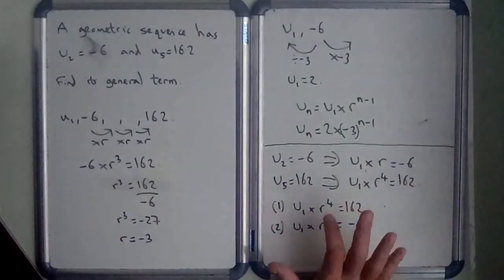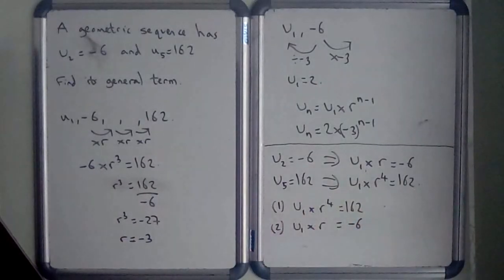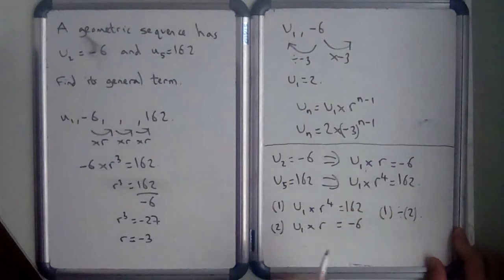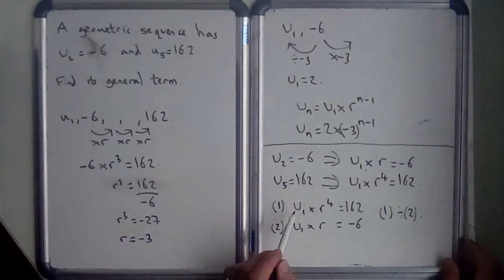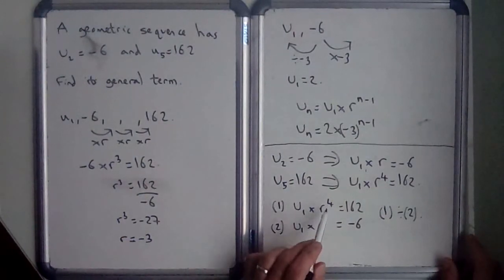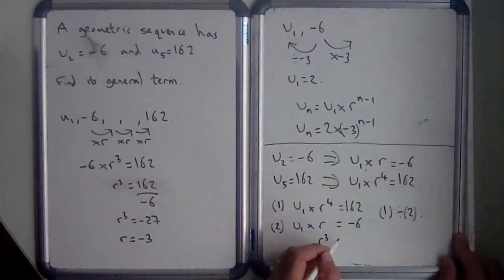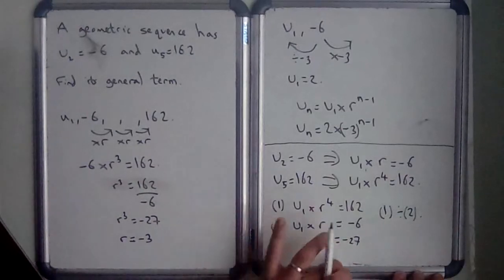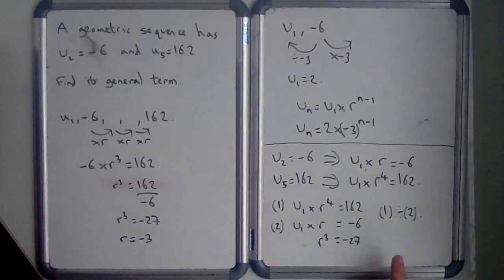simultaneous equations, because they're going to have the same value of u1 and r that makes it true. What you could do is divide equation 1 by equation 2. So u1 divided by u1 is just 1. R to the 4 divided by r is r cubed, and 162 divided by minus 6 we've already established is minus 27. And then from that you could proceed to find u1 and so on. You could probably do it by some substitution as well.